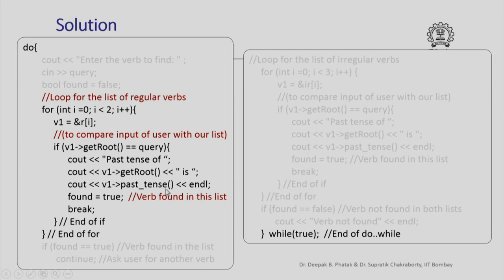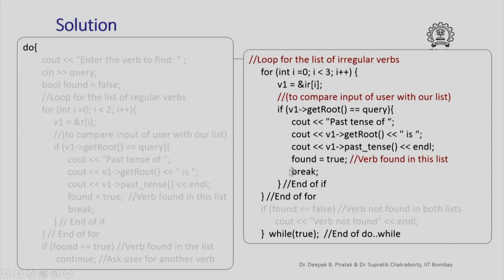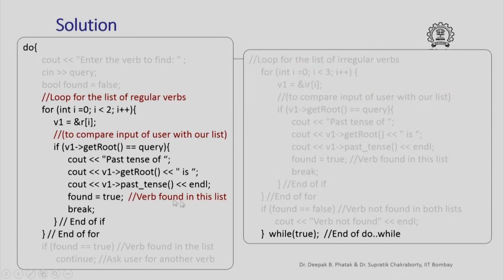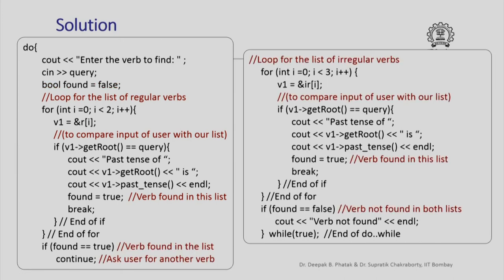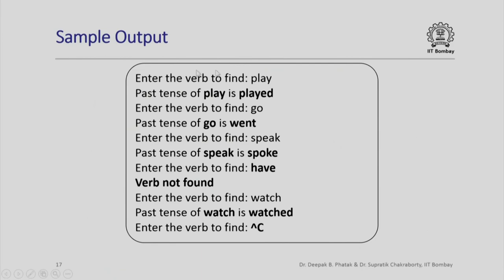But when I invoke v1 arrow past tense either here or here, because past tense is declared to be virtual in the base class verb, here I have to find out what is the context in which this method is being called. I find out that here v1 is pointing to an object of class irregular, so the past tense of the class irregular is called. Here v1 was pointing to an object of the class regular, so here the method past tense of the class regular is called. So, here is how our overall solution looks like inside the do while loop. So, here is how the sample output might look like.